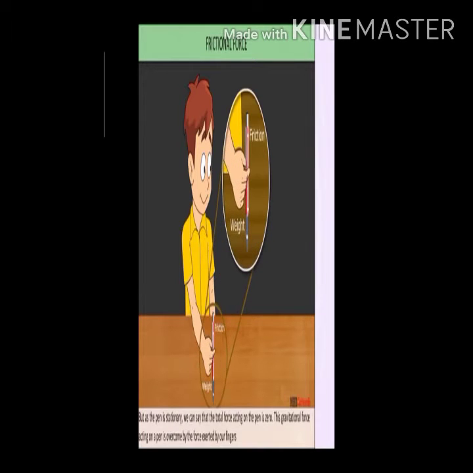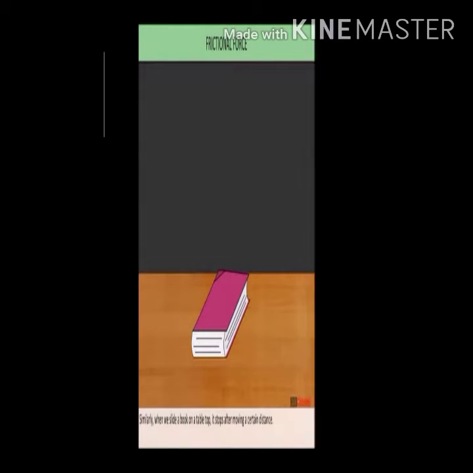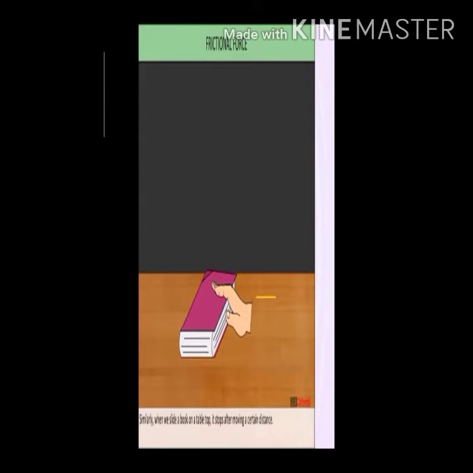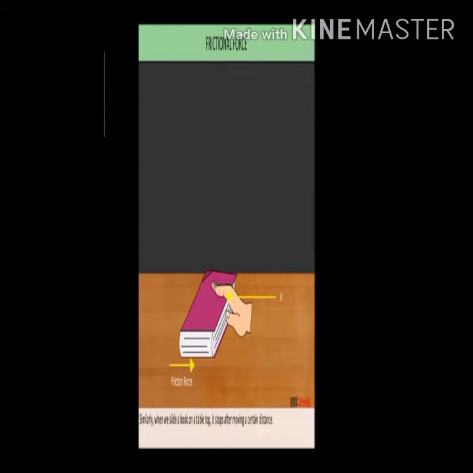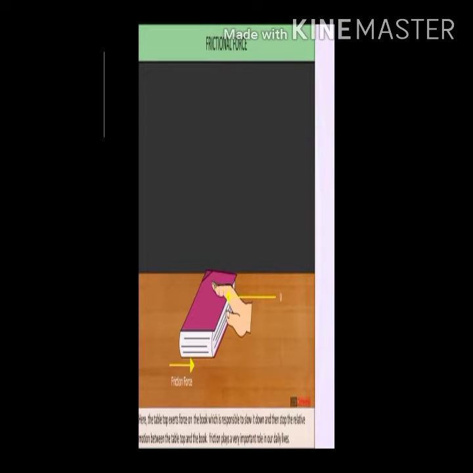When we hold a pen in vertical direction as shown, the gravitational pull acts on the pen in downward direction. But as the pen is stationary, we can say that the total force acting on the pen is zero. This gravitational force acting on a pen is overcome by the force exerted by our fingers. Similarly, when we slide a book on a tabletop, it stops after moving a certain distance. Here, the tabletop exerts force on the book, which is responsible to slow it down and then stop the relative motion between the tabletop and the book.